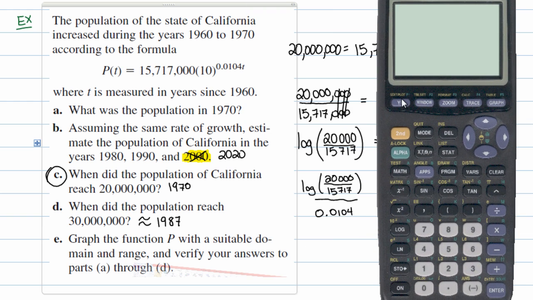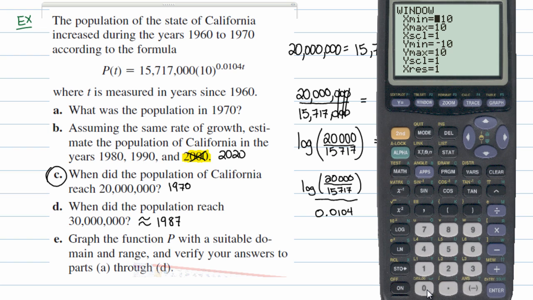So clear out any old functions you have. You could just enter in here 15717,000 times 10 raised to the 0.0104 x power. Okay. Now choose an appropriate window. The minimum value for time, we're going to put as 0. The maximum value for time, let's go ahead and go up to 1990. So that's 30 years later.